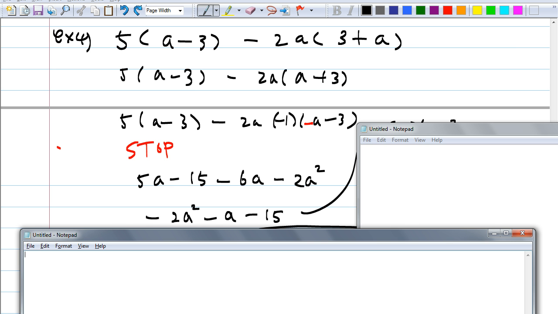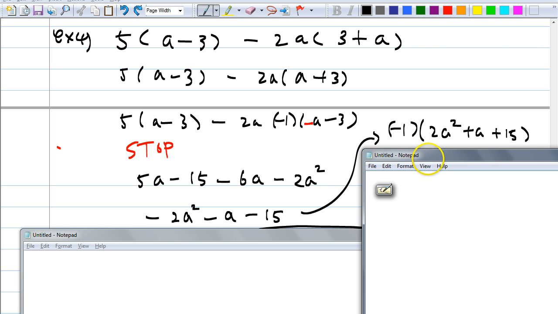I don't like this negative 2, so I should factor out a negative 1. So let me just rewrite it this way, right? It's negative 1 times. You see how it's now, since I factored out a negative 1, everything's opposite of what I had before. I used to have negative 2a squared, now positive 2a squared, negative a, positive a, negative 15, positive 15, right? Now, how many ways are there to get 2a squared?